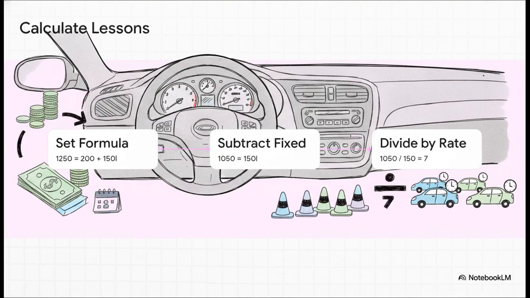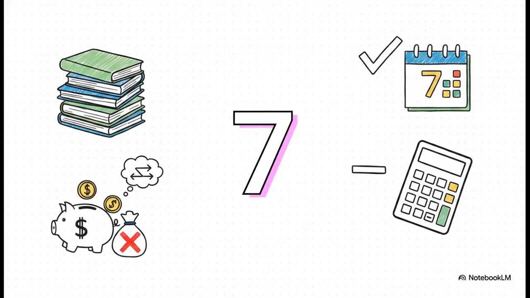Well, we just plug our real-world numbers into our master formula. Step 1. Our total budget of 1,250 equals the 200 fixed fee plus 150 times L, for the number of lessons. Step 2, we absolutely have to strip away that fixed R200 registration fee right off the bat, because you're paying that no matter what. That leaves us with our 1,050 for the actual driving. Step 3, we take that remaining 1,050 and divide it by the per lesson rate of 150 to find out exactly how many hours we get behind the wheel. And boom, the math works out perfectly to exactly 7 lessons.